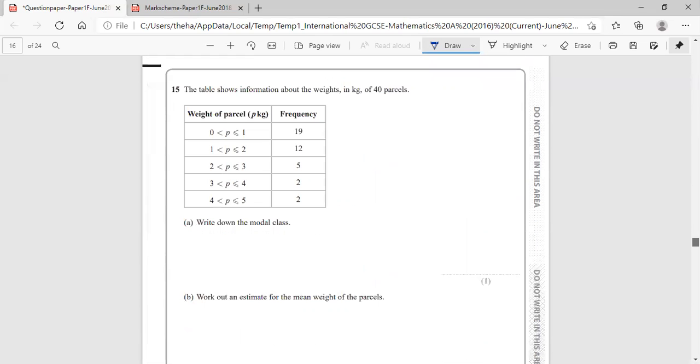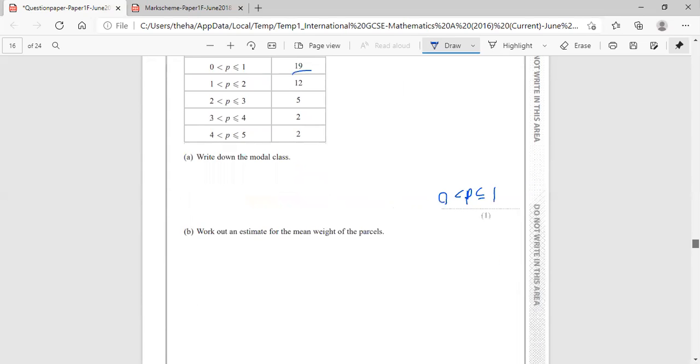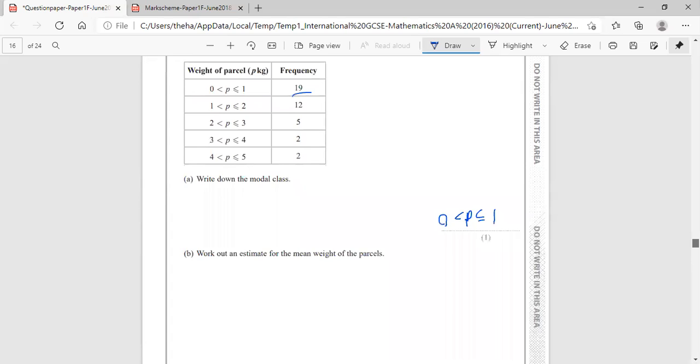So, question 15. The table shows information about the weights in kilograms of 40 parcels. Write down the modal class. So the modal class is the most, which is 0. Well, obviously the most is there. 19 parcels weigh that much. These types of questions come up loads in exams, so it's a great idea to make sure you're familiar with these. And then the second part, work out an estimate for the mean weight of the parcels.